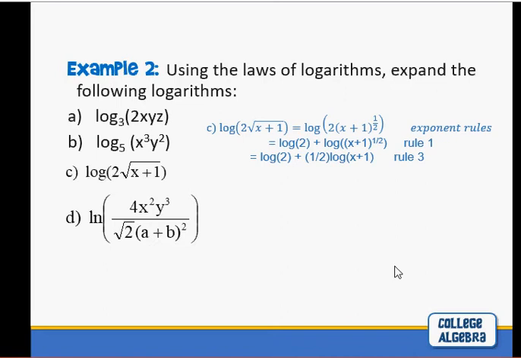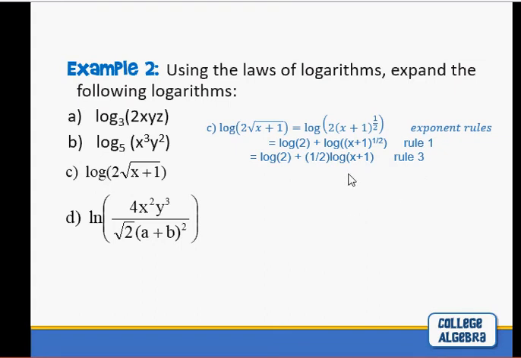Part C, we can handle radicals or roots by rewriting them as fractional powers, and that's part of what you're expected to do when you expand a logarithm. So log base 10 of 2 times the square root of x plus 1, we can turn that into 2 times (x plus 1) to the 1/2. The 1/2 power is the same as the square root. And then you have 2 times that expression, so you can break it apart into log of 2 plus log of (x plus 1) to the 1/2 by the first rule. And then you drop the power to the front. You can drop the 1/2 to the front, so you get log of 2 plus 1/2 log of (x plus 1).